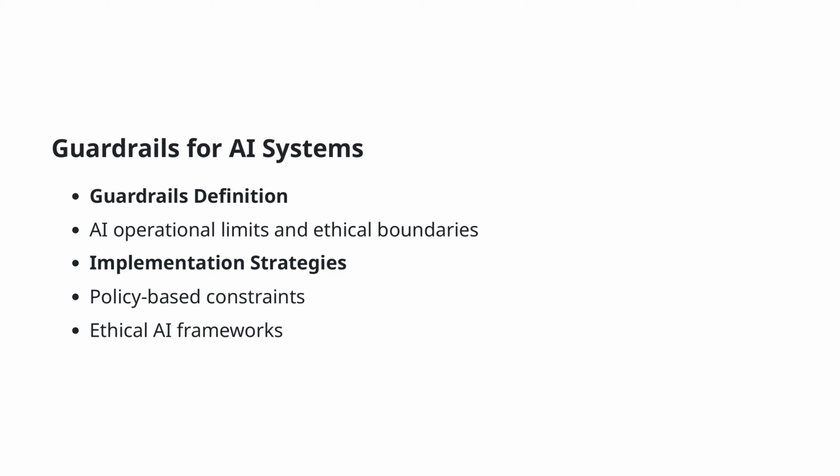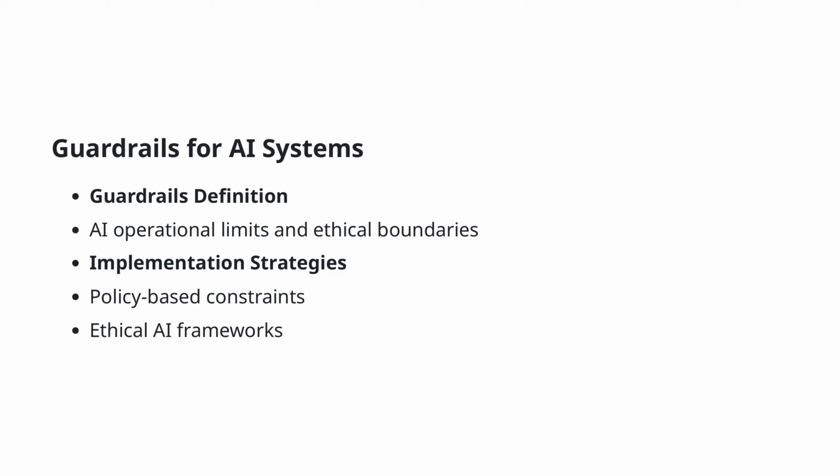They help in setting the parameters for what AI systems can and cannot do, ensuring these systems function within acceptable and predefined limits. Next, we have the implementation strategies for these guardrails. One common approach is policy-based constraints, where specific policies are established to regulate AI behavior. These policies could include rules around data usage, privacy safeguards, and restrictions on certain types of AI activities.